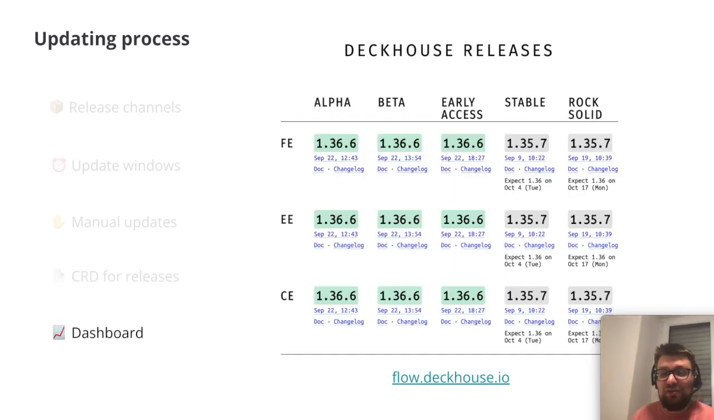We also have a dedicated dashboard, which is called releases.deckhouse.io, for all releases on every release channel. We also have dates of upcoming releases on this site. We created this because we want to make the process of updating Deckhouse as transparent as possible.